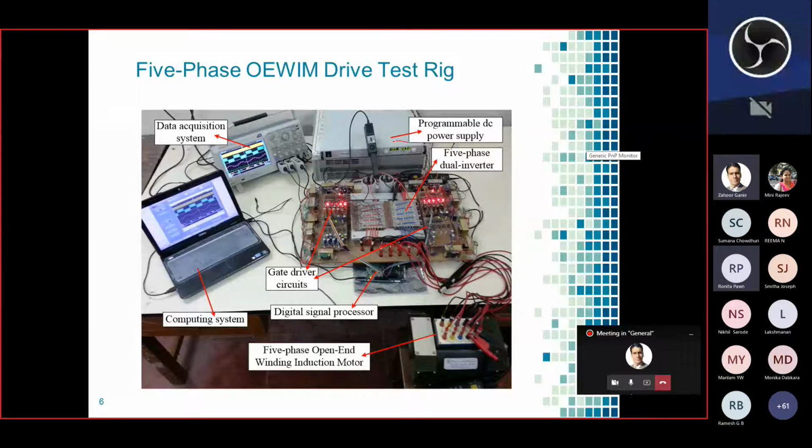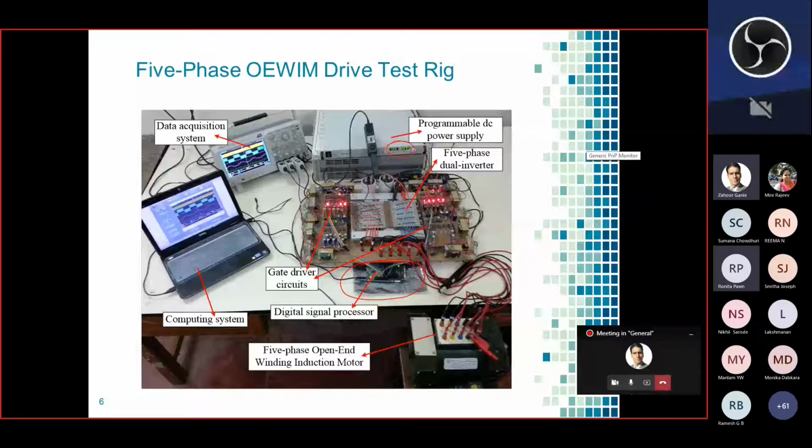This is the DC link, the DC bus voltage which we have given through a programmable supply. And you can see here the main important part of our session now. This is your digital signal processor, where we have implemented the control program for controlling the 5-phase dual inverter. And this is your 5-phase open-end winding induction motor, which is again a custom made one.